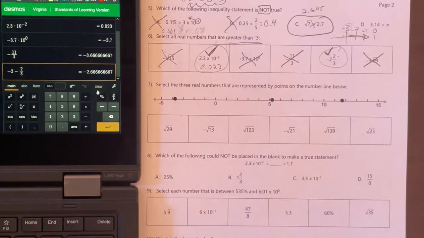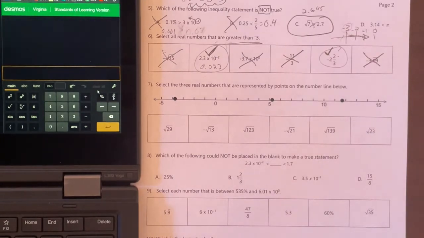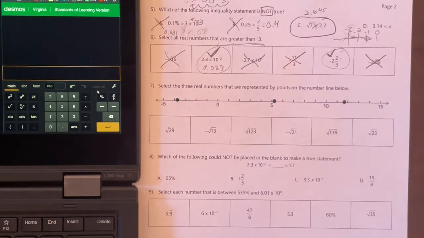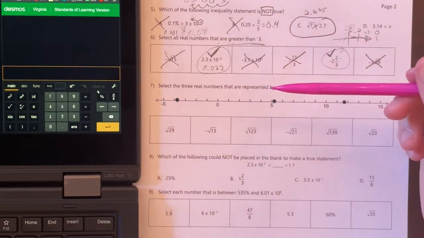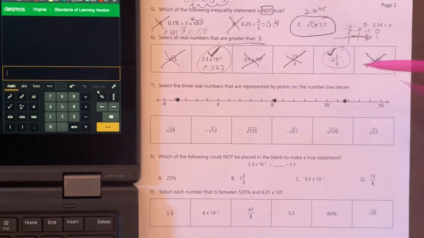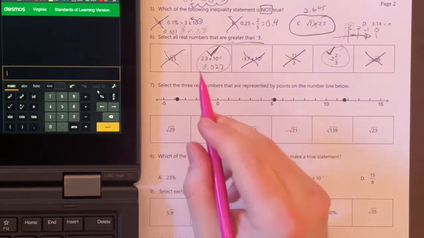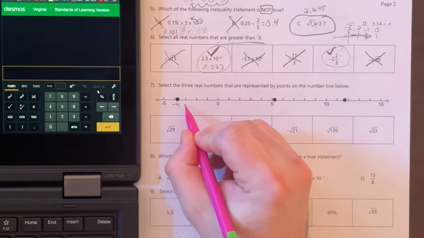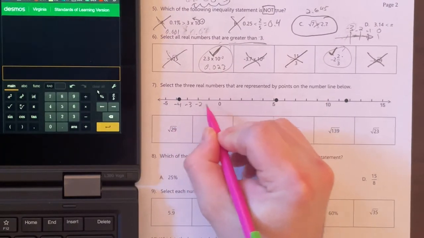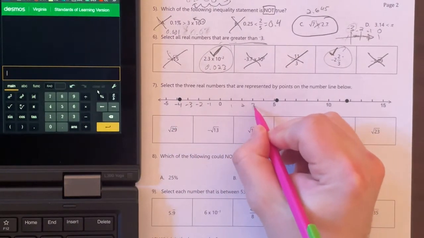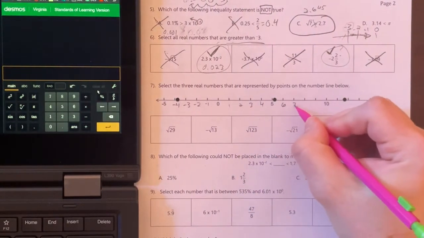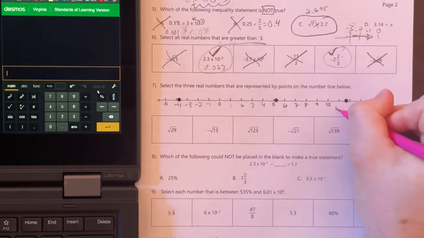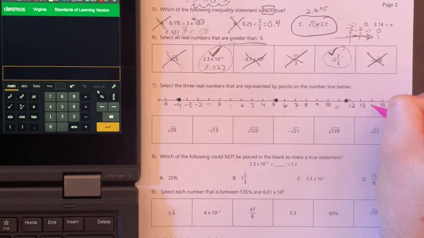For number 7, it says select the 3 real numbers that are represented by points on the number line below. So, okay, where are we at on this number line? Well, let's think. Each of the marks, we can say each of the values counts by 1. So this is going to be -3, -2, -1, 0, 1, 2. If you need to fill this in, that is totally fine. That way you'll at least have it, and you can say, okay, what numbers do I have?